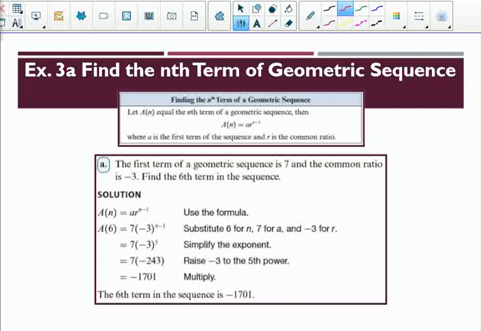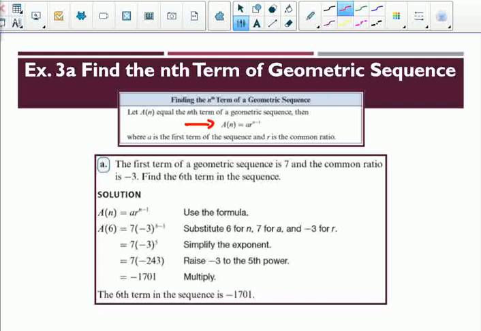Example 3, find the nth term of a geometric sequence. So here we're going to be using a formula that you can use to find any term of a geometric sequence. First we need to know, what does the n stand for? What does the lowercase a stand for? What does the r stand for? Well, the lowercase a stands for the first term. The r stands for the common ratio. And then the n means which term you are finding.